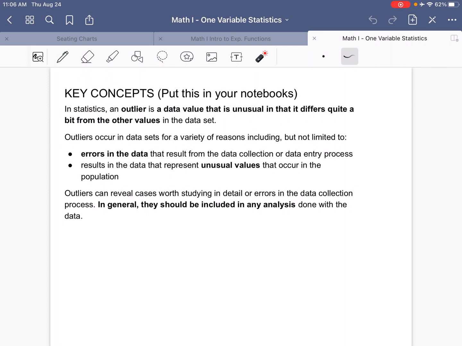Outliers can reveal cases worth studying in detail or errors in the data collection process. In general, they should be included in any analysis done with the data. However, if you know for a fact that it was a mistake, like -2 siblings, you can take it out of the data set, and there shouldn't be any problem with that.